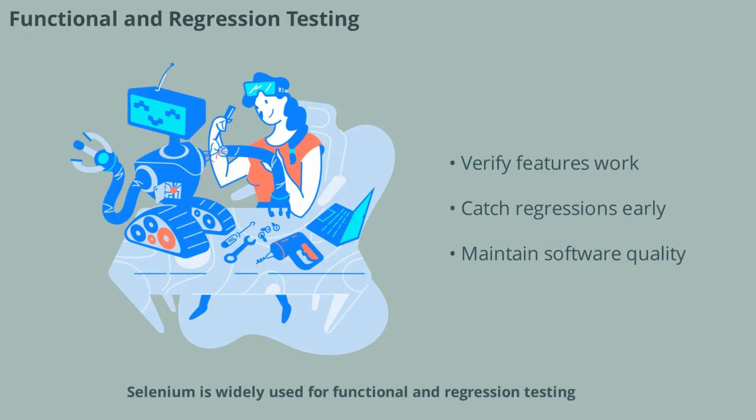Selenium is widely used for functional and regression testing. Functional testing verifies that each feature works as intended, while regression testing ensures that new changes don't break existing functionality. Automating these tests with Selenium helps maintain high software quality and speeds up the release cycle.